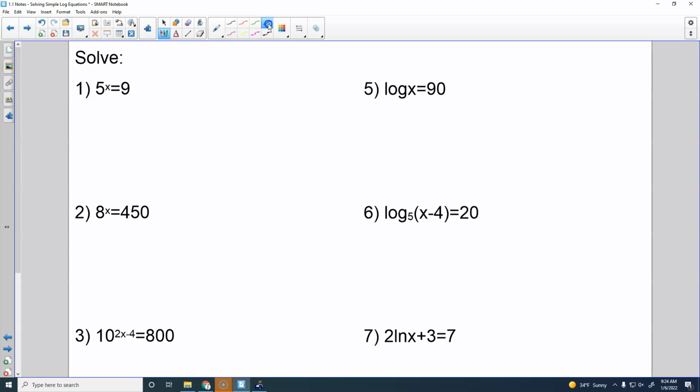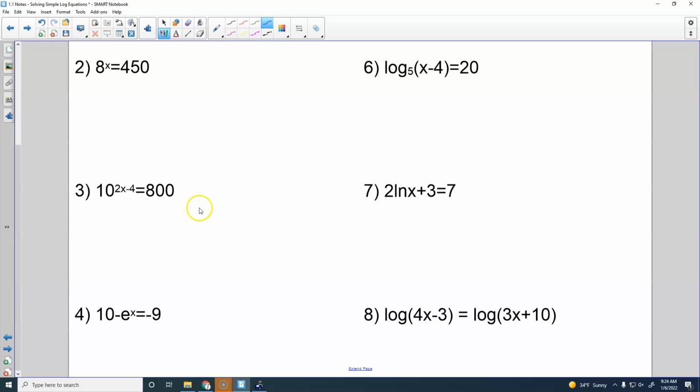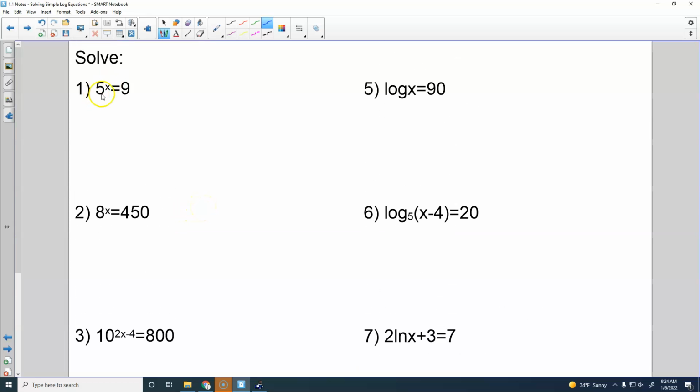Alright, so let's solve some problems here. These first 4 that we have here are exponentials. Whenever we want to solve this, the biggest mistake I see students making is that they try to divide both sides by 5. You cannot divide both sides by 5 because this is not 5 times x. It is 5 to the x power, which is different. The opposite of multiplication is division, but the opposite of raising something to a power is a log. So I just like to think of it like this.